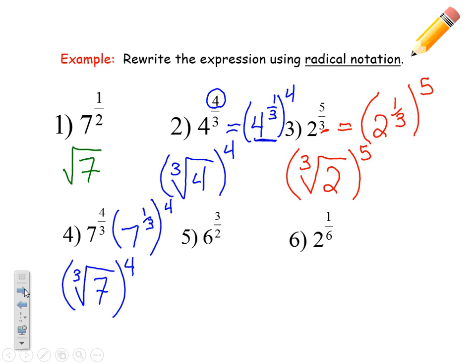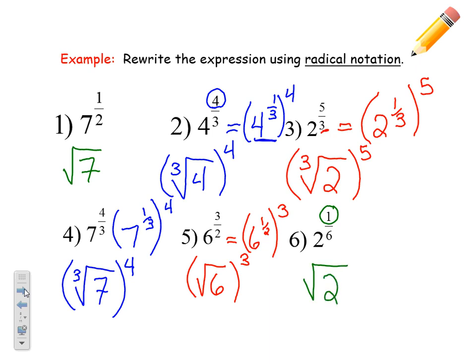For number 5, we're going to do the exact same thing. Rewrite this as 6 to the 1/2 power, and all of this is going to be cubed. So 1/2 is representing the square root, so we're going to take the square root of 6, and then the square root of 6 is going to be taken to the 3rd power. And our last one here is 2 to the 1/6. Well, since we have that 1 here, we can just automatically take the 6th root of 2. Alright, so that's how we rewrite these expressions into radical notation.